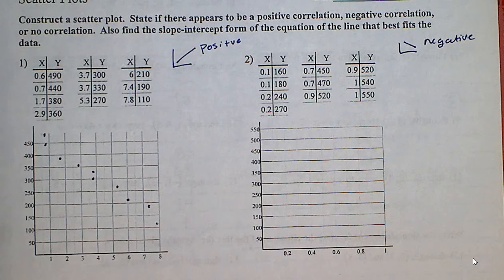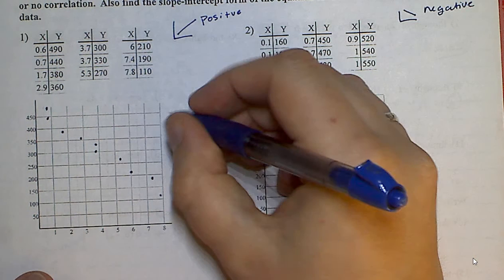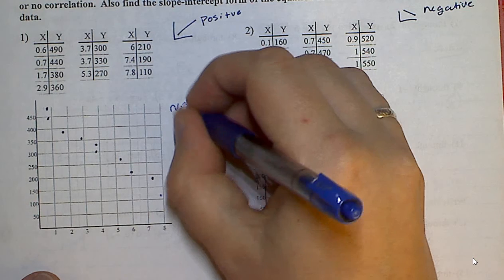So, is this a positive or a negative correlation? Negative. Because if you're going from left to right, and you were riding your bike down this hill, you would need to put in less effort. So this would have a negative correlation. So you would say negative for correlation.